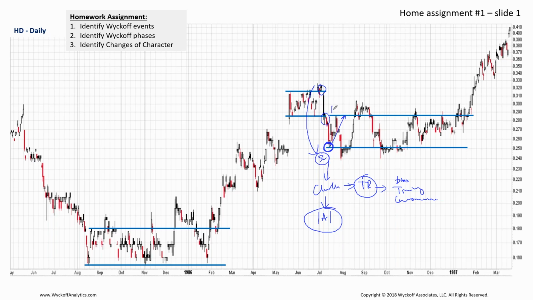So selling climax, the first rally would be the automatic reaction, and then the next test that's going to test the selling climax is going to be a secondary test. That would define phase A for us.